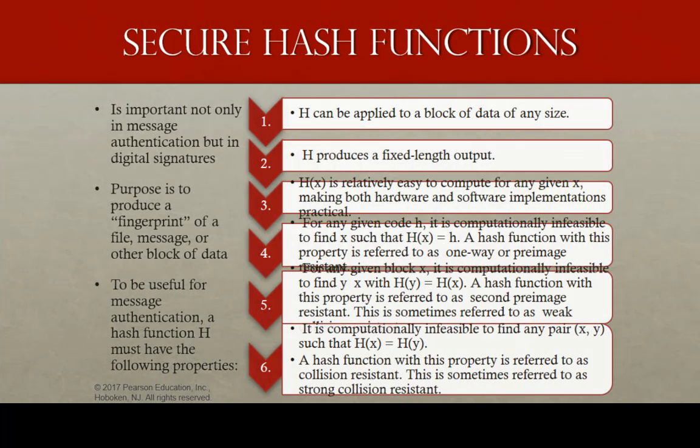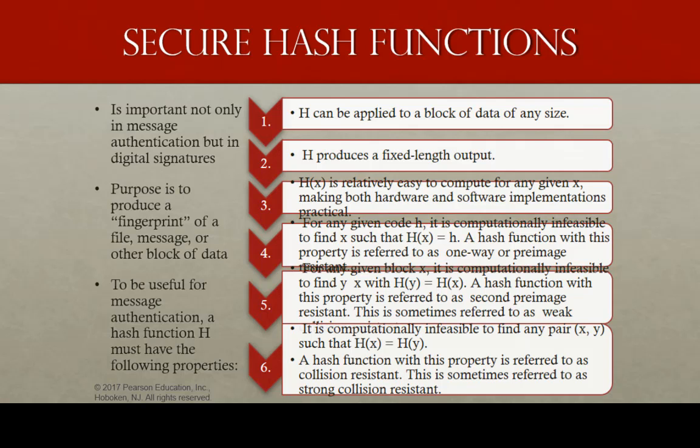Secure hash functions. The purpose of a hash function is to produce a fingerprint of a file, message, or other block of data. To be useful for message authentication, a hash function H must have the following properties. 1. H can be applied to a block of data of any size. 2. H produces a fixed length output. 3. It is relatively easy to compute for any given input, making both hardware and software implementations practical.